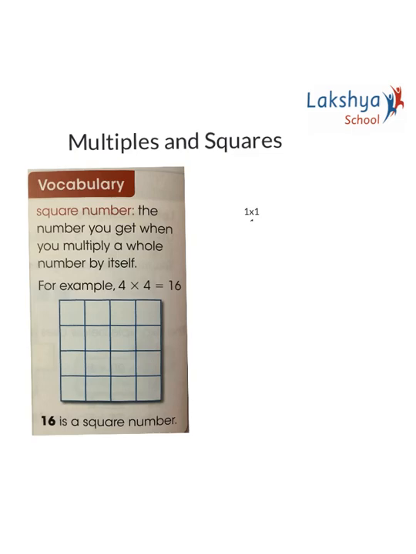Let's look at the other square numbers. So let's start with 1. 1 multiplied by 1 gives me 1, which is a square number. 2 and 2 gives me 4, which is a square number. 3 and 3 gives me 9, which is a square number. 4 and 4 gives me 16, so 16 is a square number. 5 and 5, 25. 6 and 6, 36. 7 and 7, 49, 8 and 8, 64, 9 and 9, 81, 10 and 10, which gives me 100. So these are all called the square numbers.